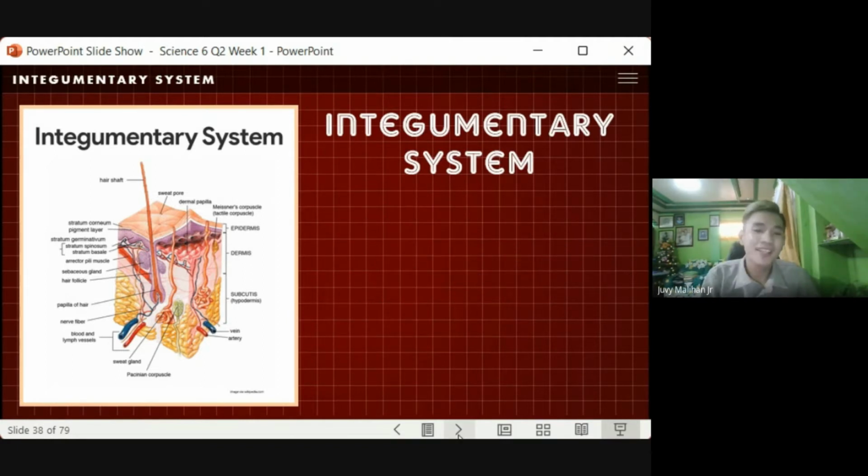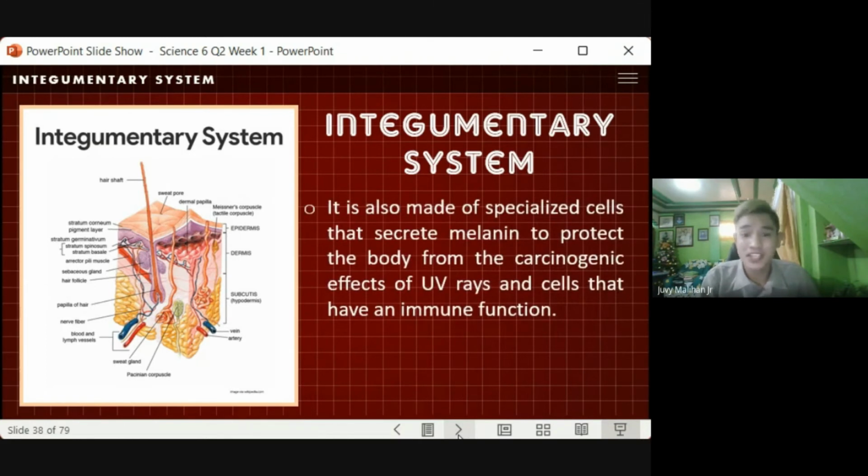Alright? Okay, so next, it is also made of specialized cells that secrete melanin to protect the body from the carcinogenic effects of the ultraviolet rays and cells that have an immune function. So what does this melanin mean? Ano bang ibig sabihin natin kapag sinabi nating melanin? So when we say melanin, this is responsible for the skin color. Okay, it is the pigment that determines the color of our skin.